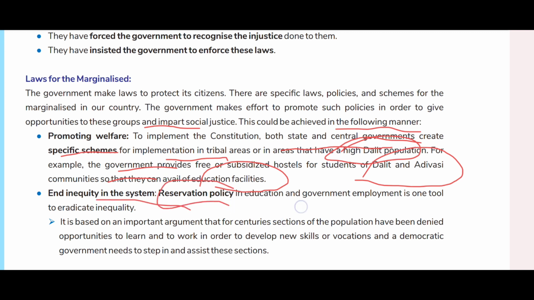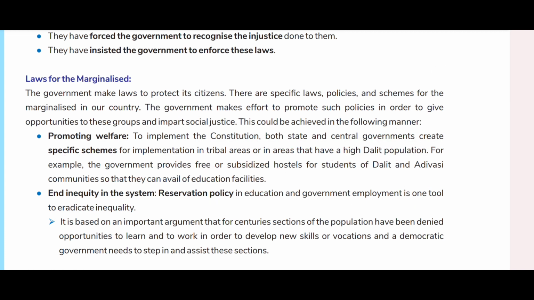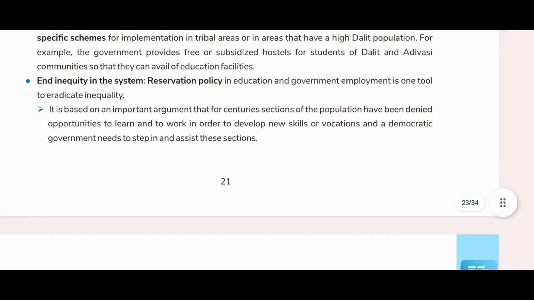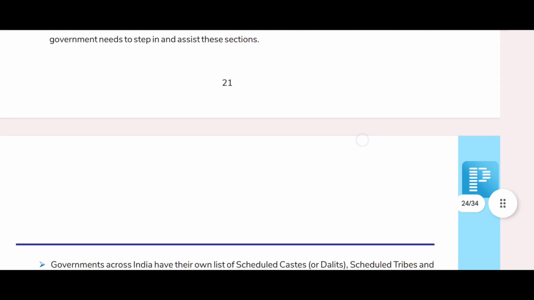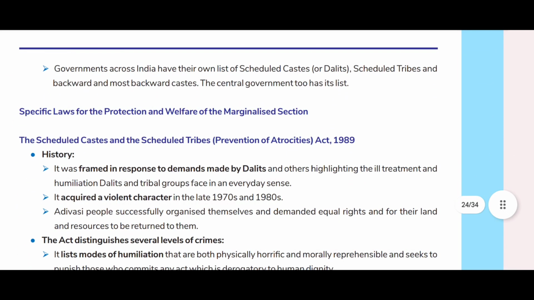End inequity in the system. Reservation policy in education and government employment is one tool to eradicate inequality. It is based on an important argument that for centuries sections of the population have been denied opportunities to learn and to work in order to develop new skills or vocations, and a democratic government needs to step in and assist these sections. State governments across India have their own list of Scheduled Caste or Scheduled Tribe and backward and most backward castes. The central government too has its list.